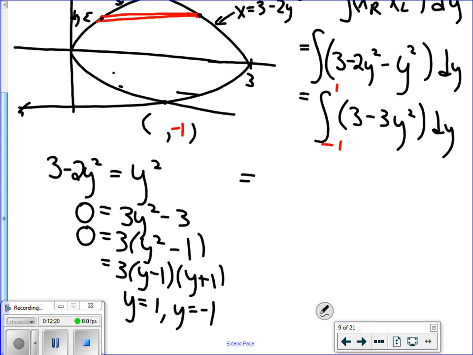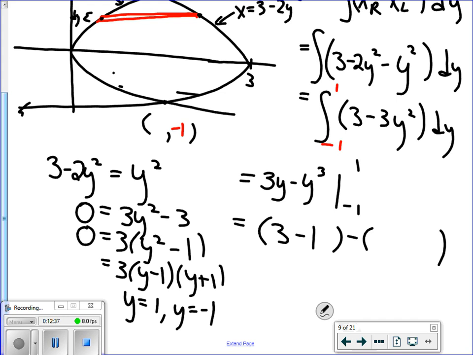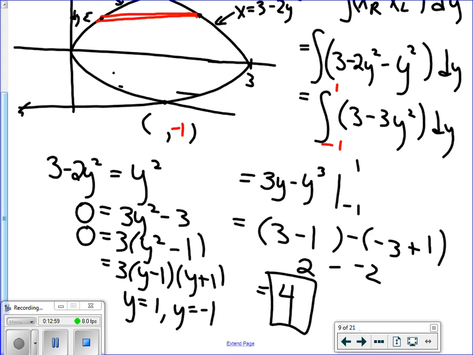So we get the antiderivative, which is 3y minus y cubed, from negative 1 to 1. If we plug in the upper limit of integration, we have 3 minus 1. If we plug in the lower limit of integration, 3 times negative 1 is negative 3. Negative 1 cubed is negative 1, so minus negative 1 would be plus 1. So we wind up with 2 minus negative 2, which equals 4. That would be the exact area of that region.